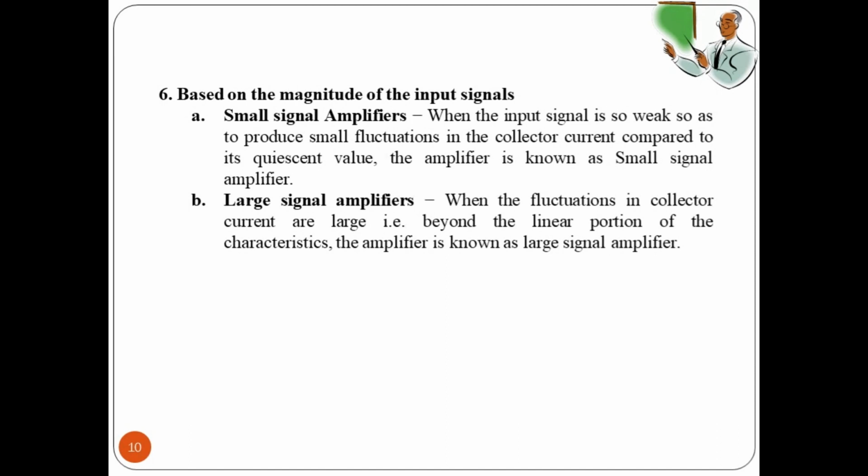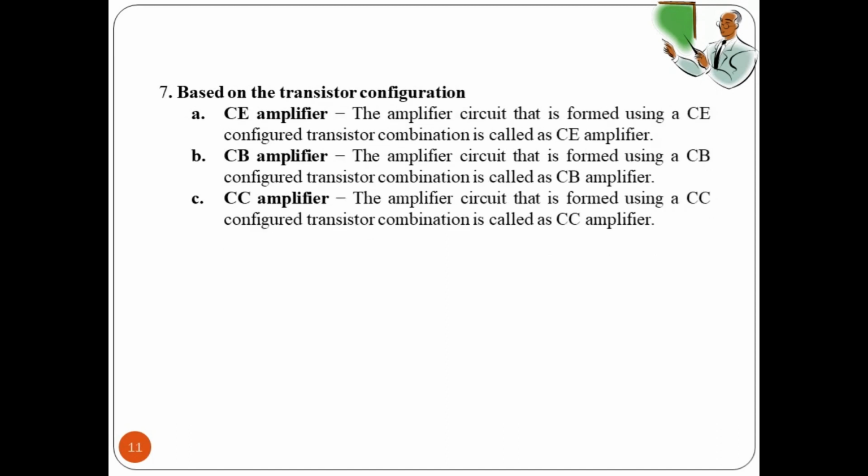Based on the transistor configuration, amplifiers are classified as CE amplifier, CB amplifier, and CC amplifier. The amplifier circuit formed using a CE configured transistor combination is called a CE amplifier. The amplifier circuit formed using a CB configured transistor combination is called a CB amplifier. The amplifier circuit formed using a CC configured transistor combination is called a CC amplifier.